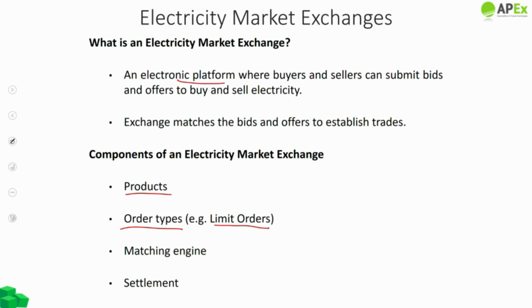Number three is the matching engine of the exchange, which processes orders and determines which trades are made. The matching engine typically ranks orders by price and establishes trades wherever there are bids and offers made where the bid price is higher than the offer price. Number four are the settlement rules that specify how trades are settled, including the timing of payments and the delivery of electricity.